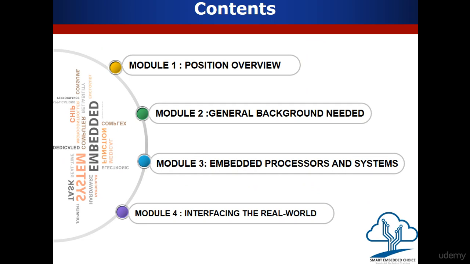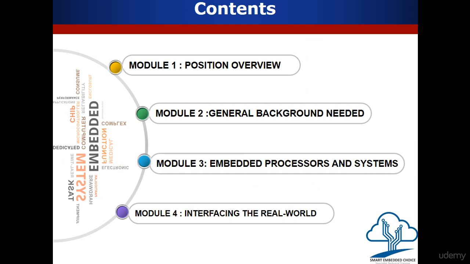This is an overview of the topics we will cover throughout the course. The course is divided into 8 modules. Each module has several lectures. Module 1 provides an overview of the embedded system's position and the job market forecast. This is followed, in Module 2, by a highlight of the general background needed by any embedded system engineer. Module 3 presents an overview of the embedded systems paradigm.